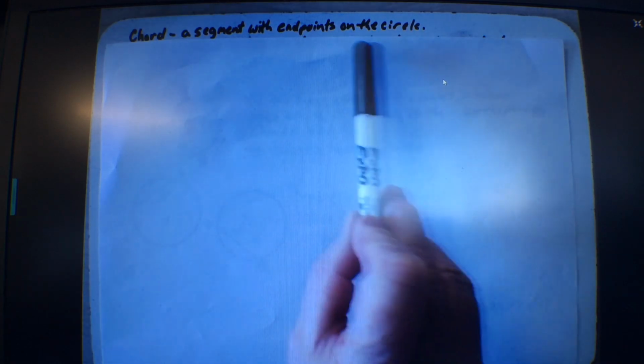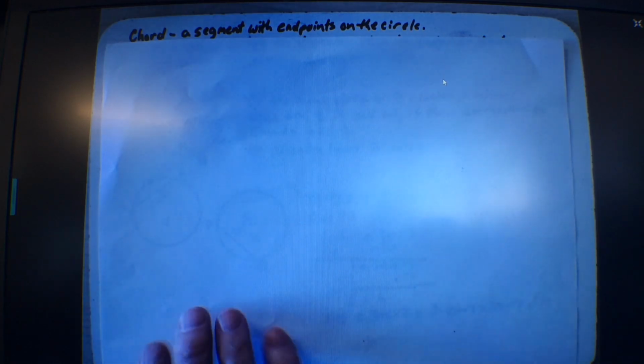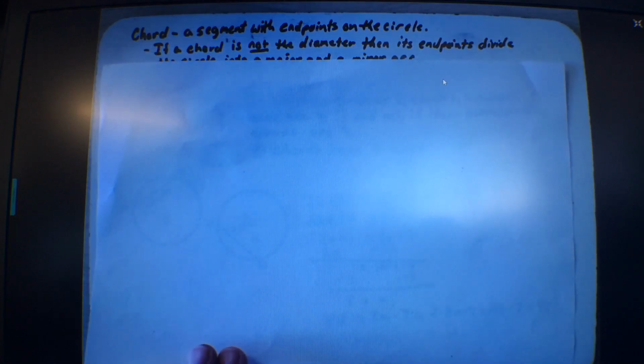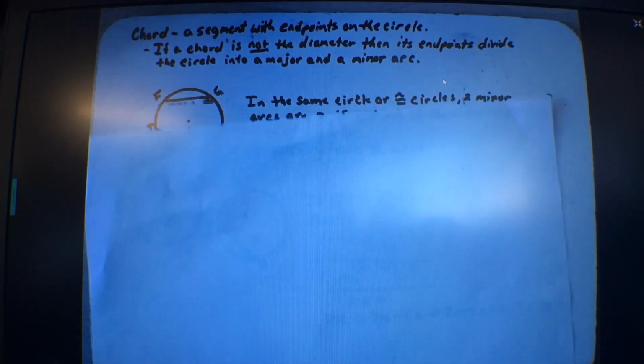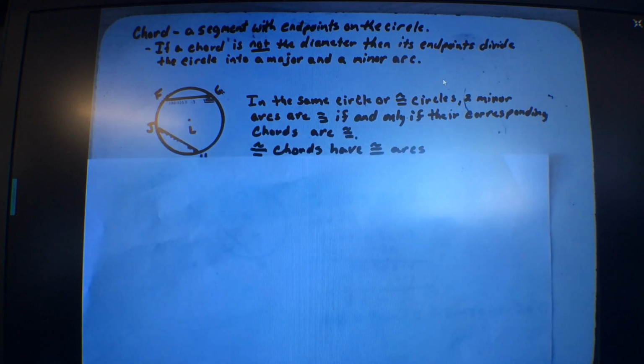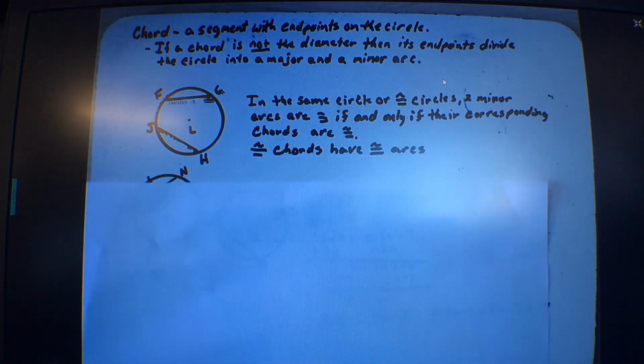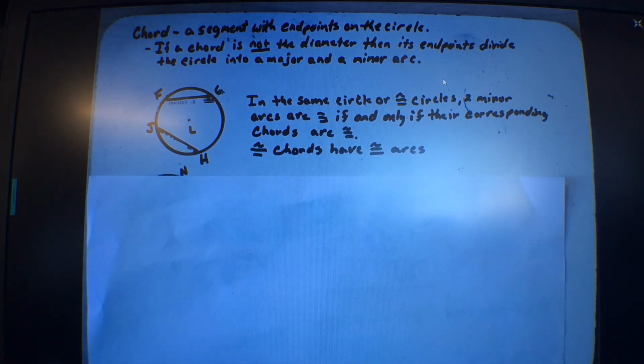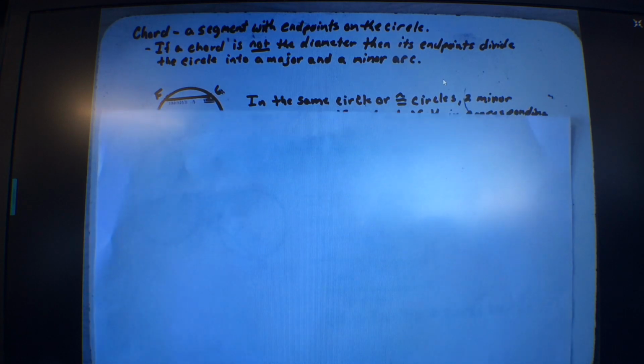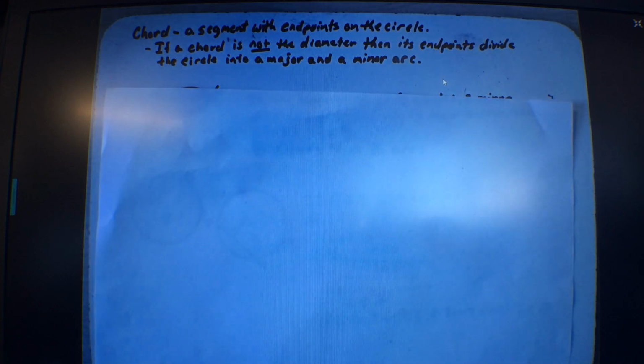An arc is a piece of the circle. It has two endpoints and it has all the points between those two endpoints. Now a chord is a segment with the endpoints on the circle. Okay, so if I take a look at a chord, here we got a couple chords here, chord FG and chord GH.